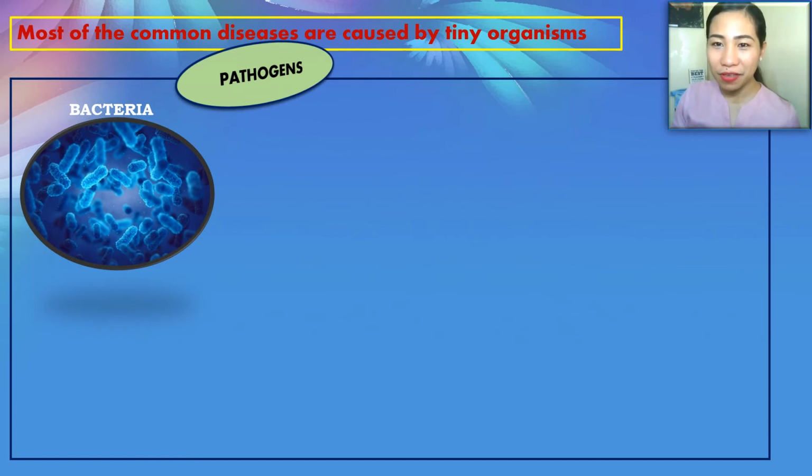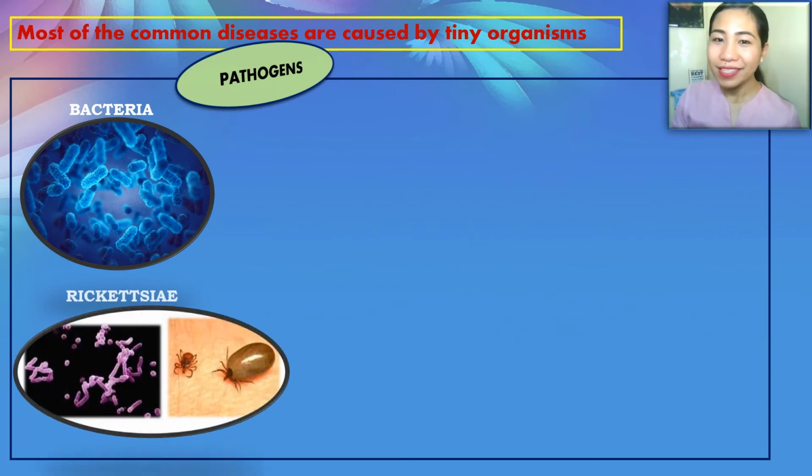So next, we have here the Rickettsia. Rickettsia are organisms that are considered intermediate, that is, somewhere between a virus and a bacterium. Most of them grow in the intestinal tracts of insects, which carry them to their human host. Rickettsia require living cells in order to grow and multiply. Blood-sucking insects such as lice, mites, and ticks carry Rickettsia to humans.